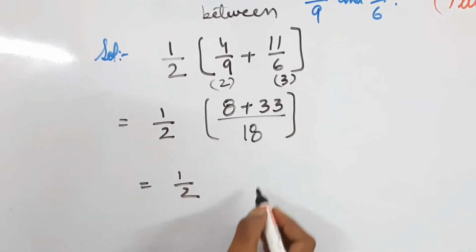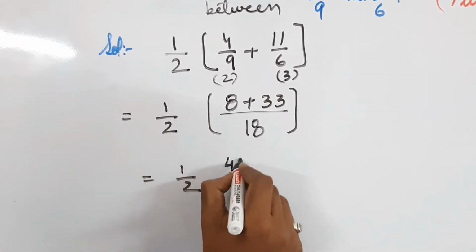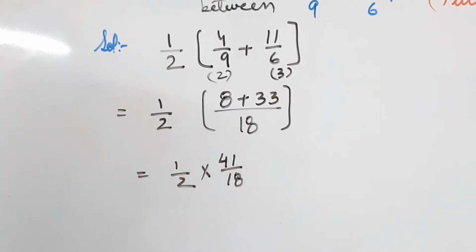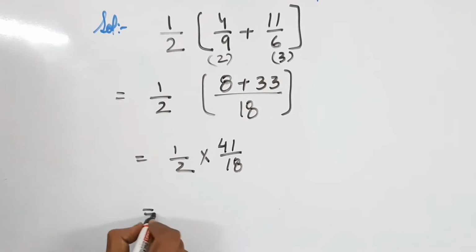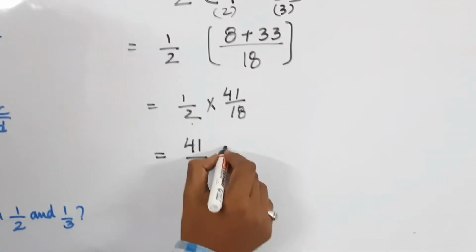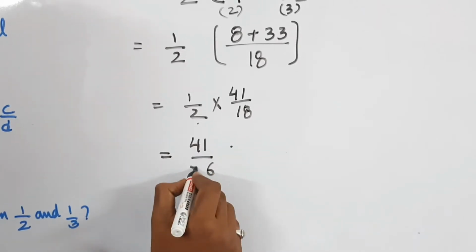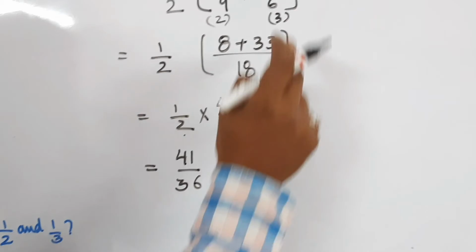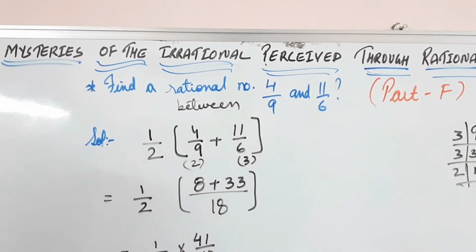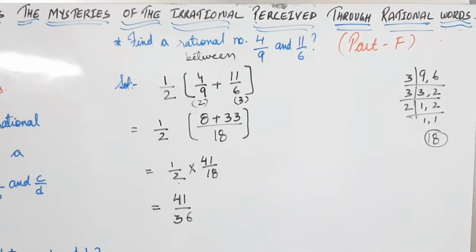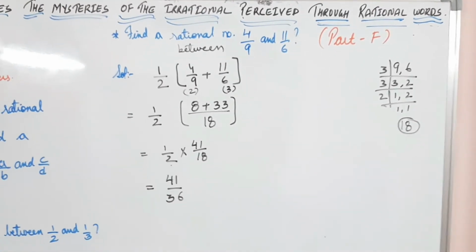So half of 33 plus 8, 7 is 40 and 41 by 18. Remove the brackets, multiplication. 1 4s are 4, 2 8s are 16, 2 1s are 2 plus 1, 3. Wait, so 41 by 36 is a rational number between 4 by 9 and 11 by 6. Am I clear, students?